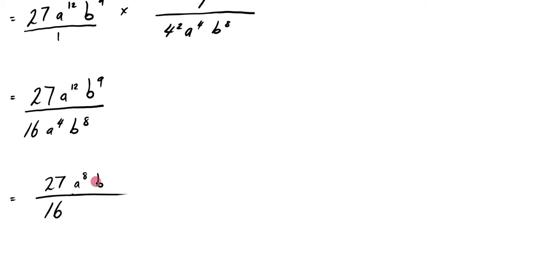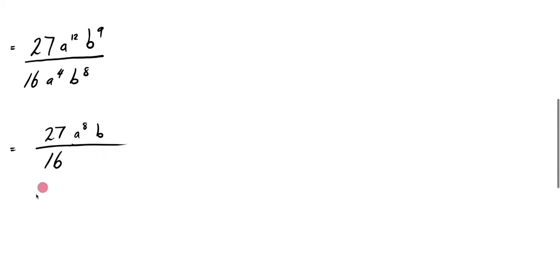Now, you could write it like this, but it's kind of ugly to write it like that. It looks a bit lopsided. So I'm going to write it like this, 27 over 16, and then I'm just going to write A to the 8 and then B. And that's going to be my answer. So hopefully that makes sense to everyone.